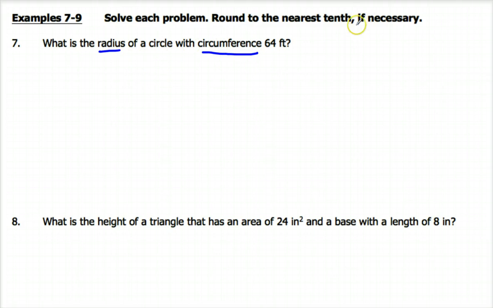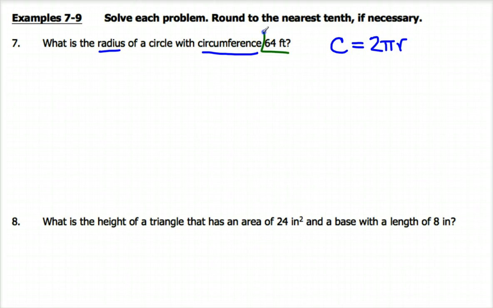And so that formula is C equals 2 pi r. Circumference equals 2 times pi times radius. Make sure you know that formula. And so we're going to use that formula in order to solve this problem. In this case, we know the circumference. We know the circumference is 64 feet.